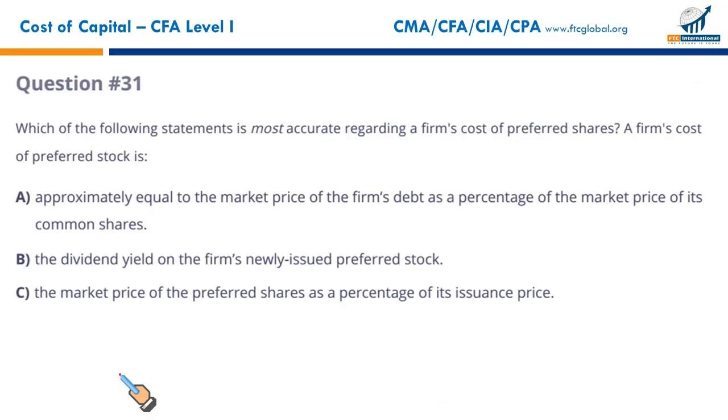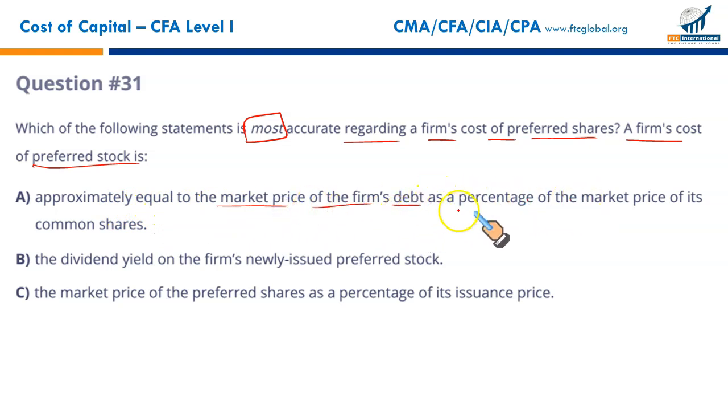Which of the following statements is most accurate regarding the firm's cost of preferred shares? A: A firm's cost of preferred share is approximately equal to the market price of the firm's debt as a percentage of the market price of its common share. This is incorrect. Cost of debt is on an after-tax basis. KD is R times 1 minus tax rate. So it can't be equal to the preferred stock rate. Wrong.